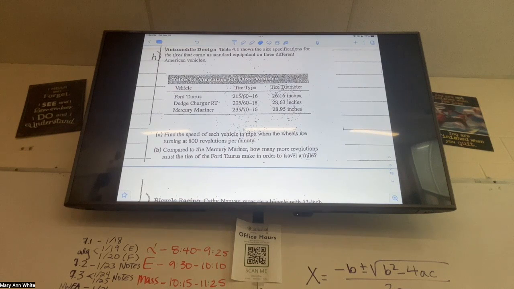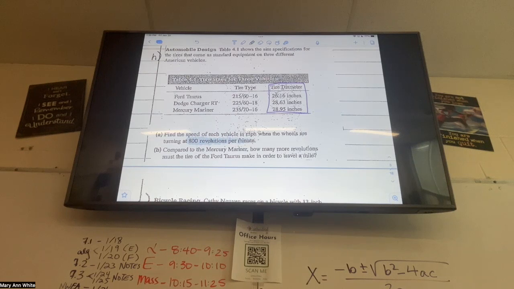So letter H, this is the one we left off on. It's a table and it shows the size specification for tires as it comes for these 3 different vehicles. So I've got tire diameter and I've got the vehicle that it's attached to. And letter A says, find the speed of each vehicle in miles per hour when the wheels are turning at 800 revolutions per minute. So what it gave me is 800 revolutions per minute.